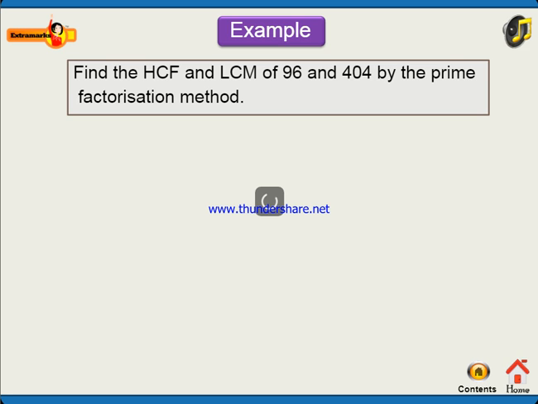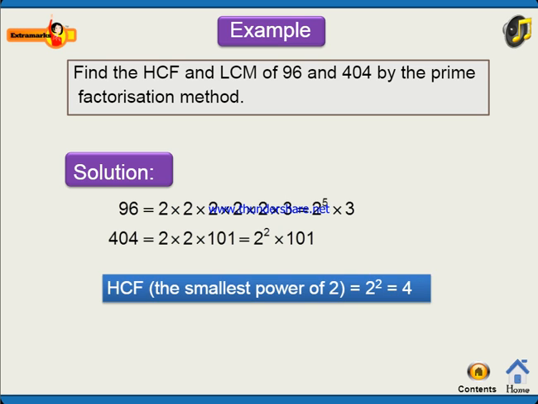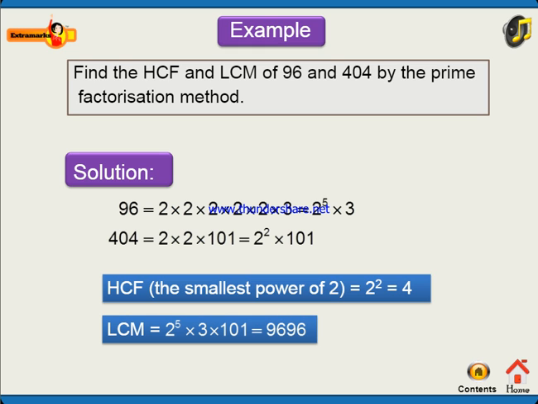Let us work out an example. Find the HCF and LCM of 96 and 404 by the prime factorization method. Solution. The prime factorizations of 96 and 404 are as follows. Here we observe HCF is 2 to the power 2, that is 4, and LCM is 2 to the power 5 into 3 into 101, that is equal to 9696.